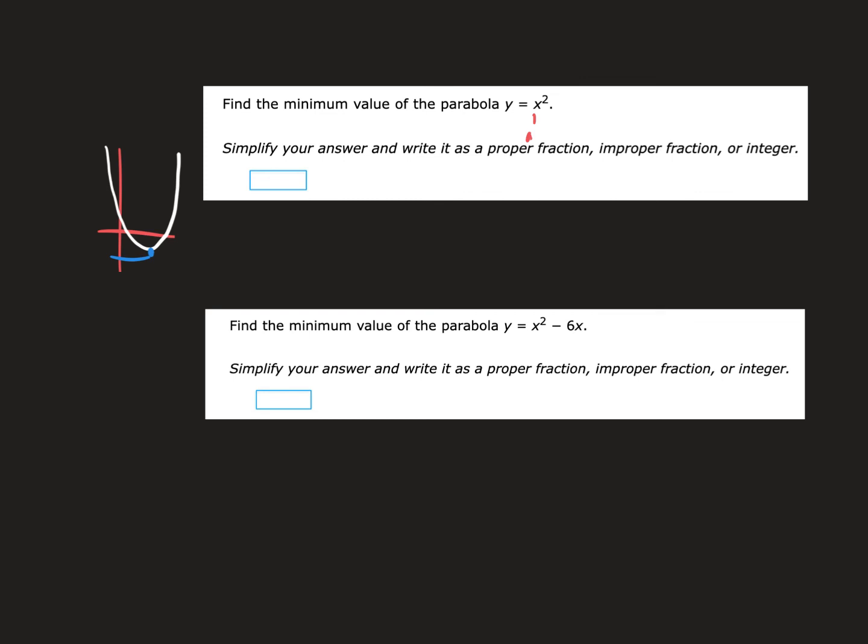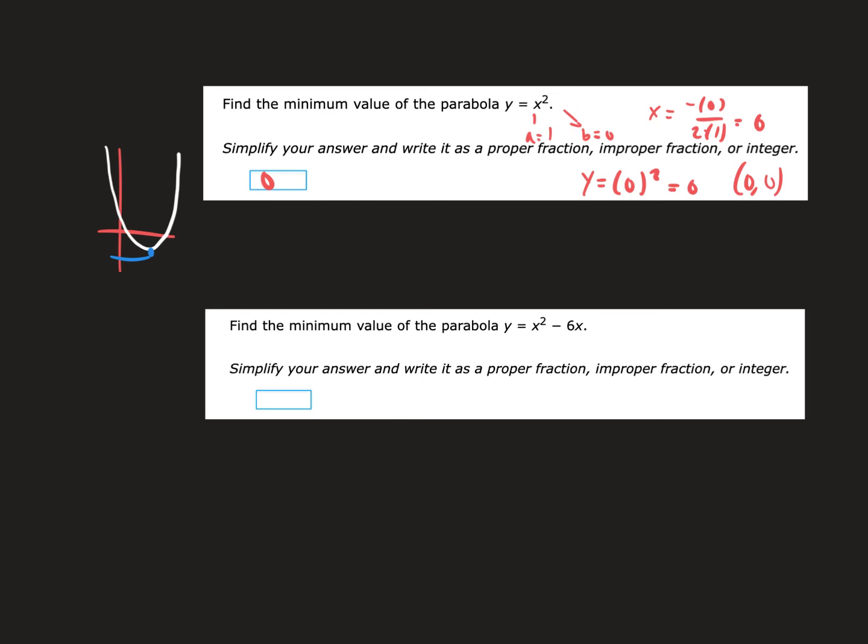Here, a is 1, and there is no b term again, so b is 0. Just like before, we get negative 0 divided by 2 times 1, which of course is 0. Then we plug 0 back in. Of course, we get 0 back out. So the vertex is at 0, 0. So I would just type in 0 here for my minimum value.